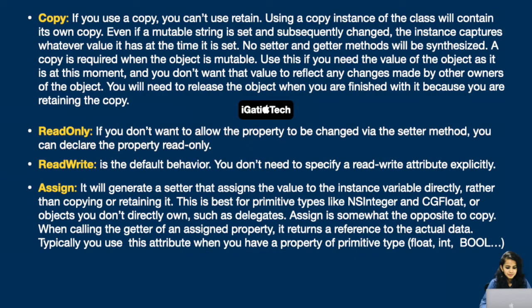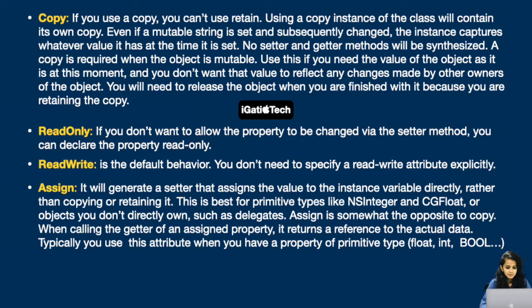Now, copy. If you use copy, you can't use retain. Using copy, the instance of the class will contain its own copy. Even if a mutable string is set and subsequently changed, the instance captures whatever value it has at the time it is set. No setter and getter methods will be synthesized. A copy is required when the object is mutable. Use this if you need the value of the object as it is at this moment and you don't want that value to reflect any changes made by other owners of the object. You will need to release the object when you are finished with it because you are retaining the copy.